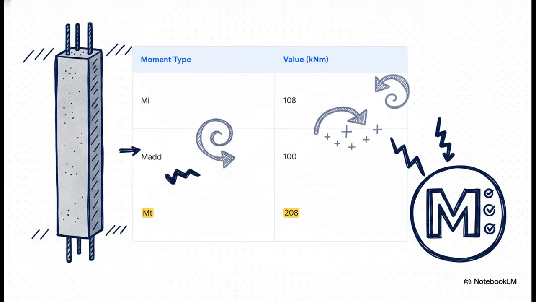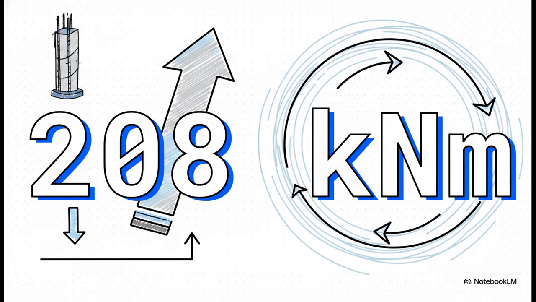Okay, next we crunch the numbers for our moments. Our initial moment, MI, comes out to 108 kilonewton meters. Then we calculate the additional moment, MAD, and for our first attempt, we assume K equals 1. That gives us 100. The code tells us to check a few different combinations, but our controlling value here is adding the initial and the additional moments together, giving us a final design moment of 208. And here's the punchline. Our final design moment is 208 kilonewton meters. Now think about that. The biggest moment that was actually applied to the column was only 120. That slenderness effect has added a massive amount to the force we need to design for. This is exactly why you can never, ever ignore it.